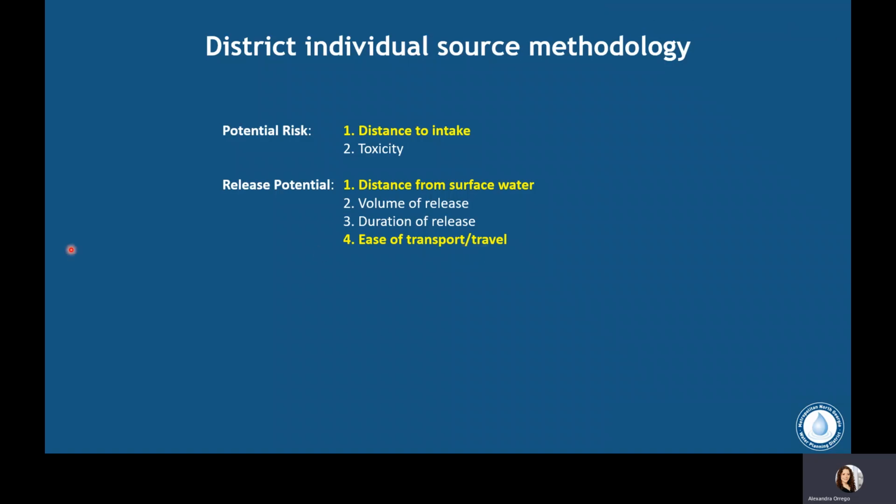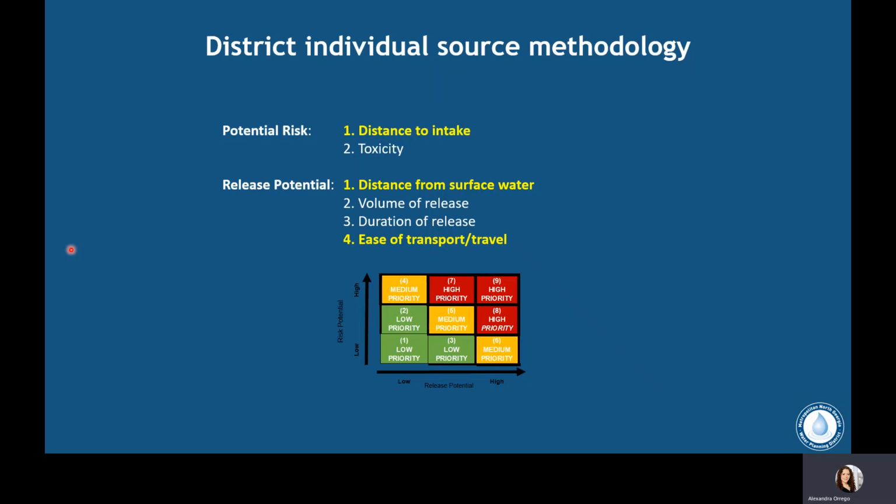Now we get into the details of actually assessing each individual source for its risk and release potential using this matrix. In order to assess potential risk, we determine a 1 to 3 or low, medium, or high ranking. So here, 1 means low, 2 means medium, 3 means high, for distance to intake and toxicity of the contaminant. Then we assess low, medium, or high, again 1, 2, or 3, for the distance from surface water, volume of release, the duration of that release, and then the ease of transport or travel, determining that individual source's release potential. So, each facility will get a risk ranking of 1, 2, or 3, and then they'll also get a release ranking of 1, 2, or 3, and that will determine where they place here on this matrix.